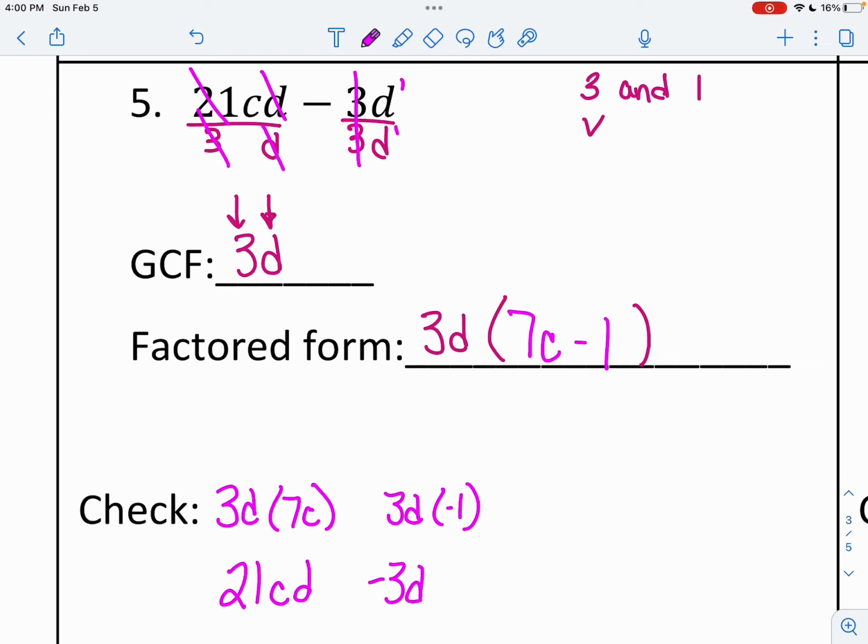Now, what about x? Does x go into them? No, it doesn't go into the second, so I have to get rid of that. What about y? Does y go into them? No, it doesn't. When our GCF is just a single itty-bitty 1, we could write it like that if you wanted to.